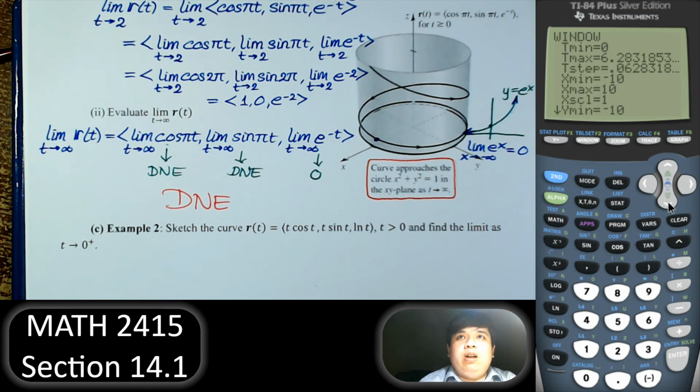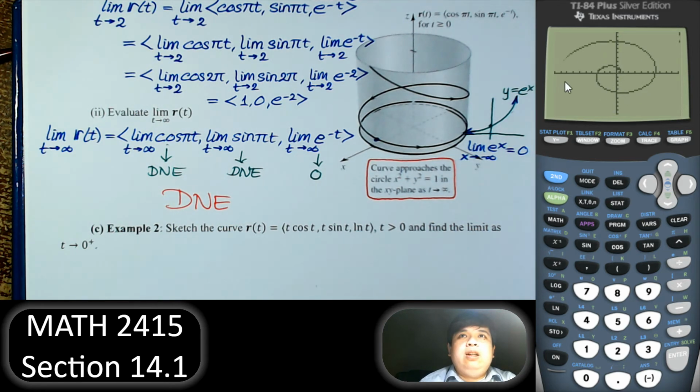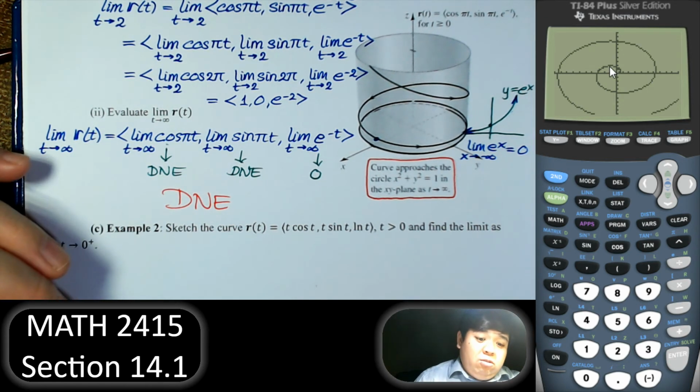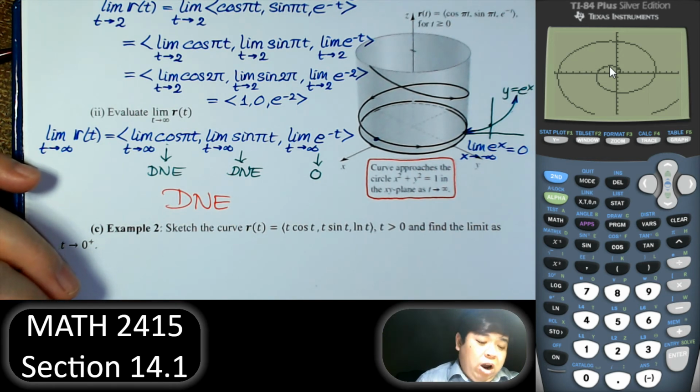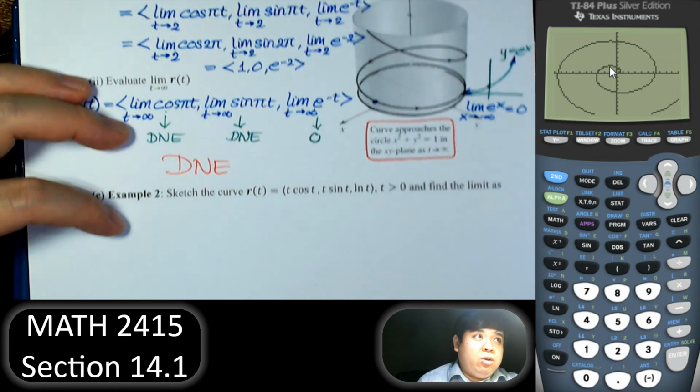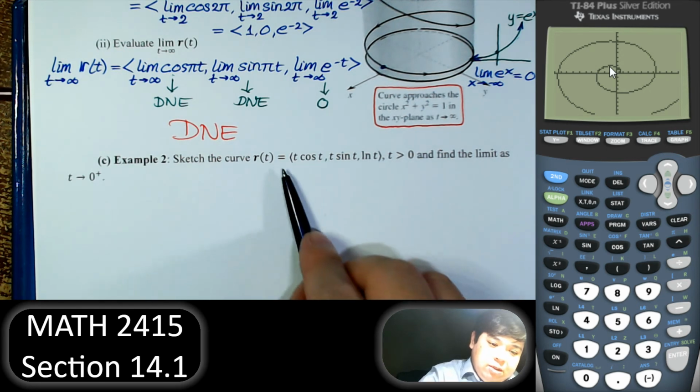Let's go a little further than that, about 4 pi. So what we see here is a spiral, right? So it is a spiral on the xy plane. So how do we write that? How do we know if it is a spiral? Let's look at this equation.